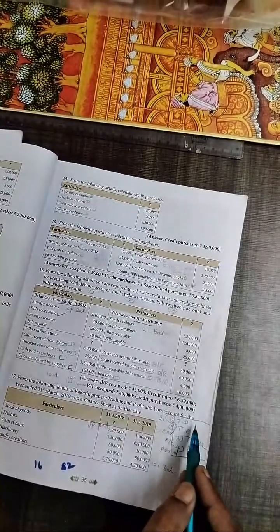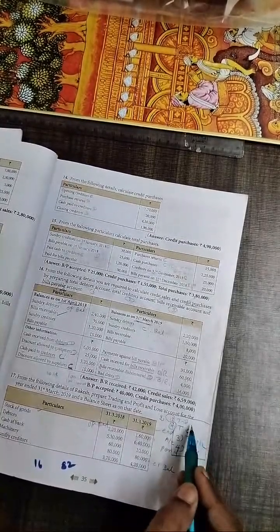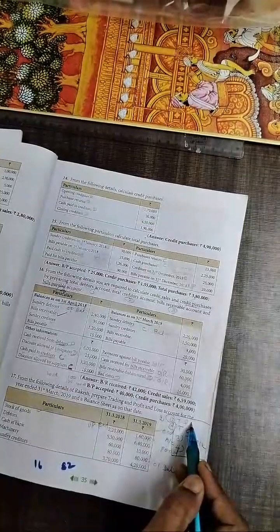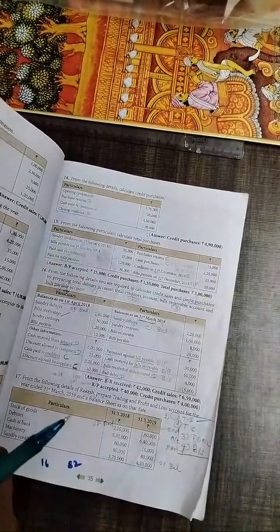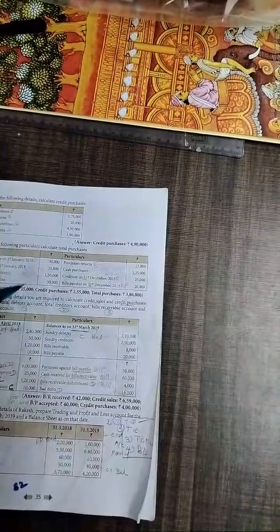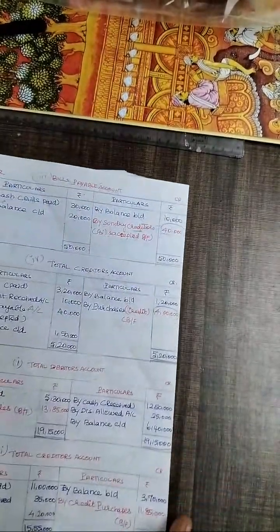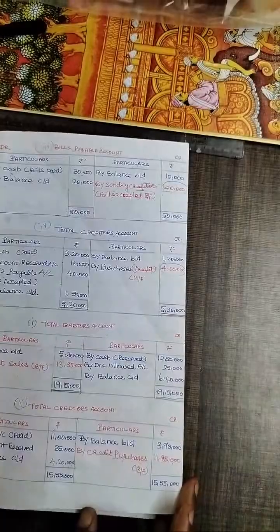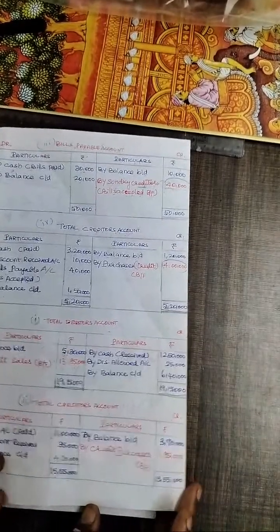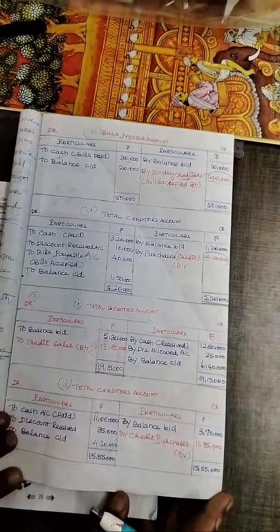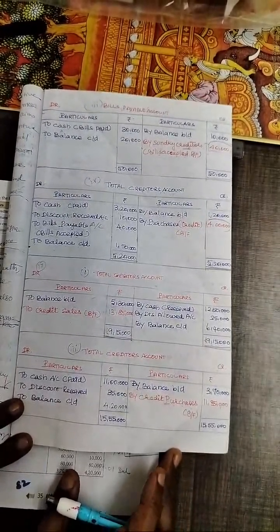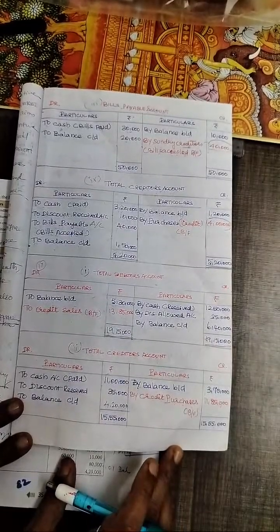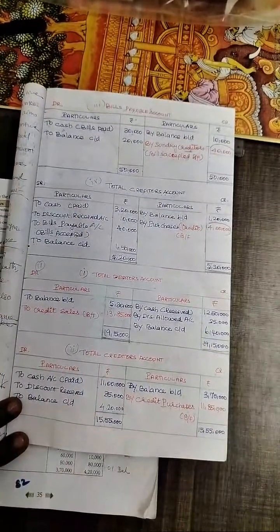Okay, first, based on this, we will prepare the total debtors account from the given information. So what is the format to prepare the total debtors account? It's very simple. This is the ledger model. Total debtors account, total creditors account, bills payable account and bills receivable account. These 4 accounts are ledger accounts.